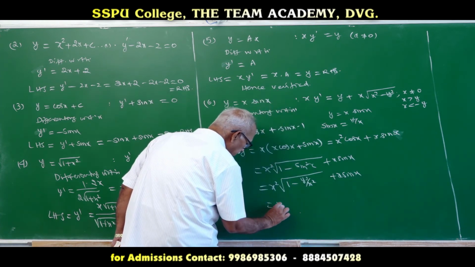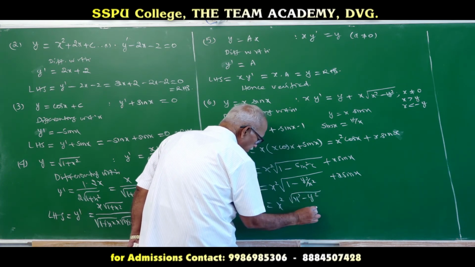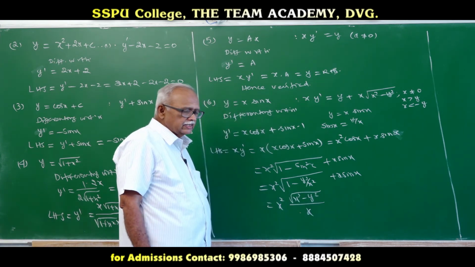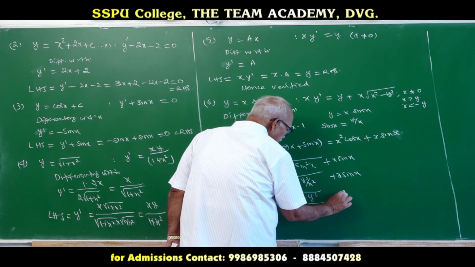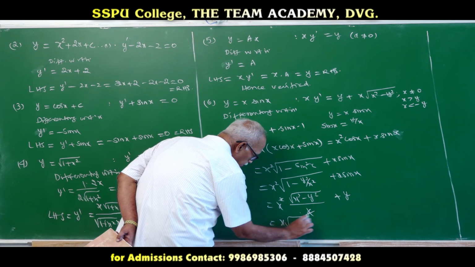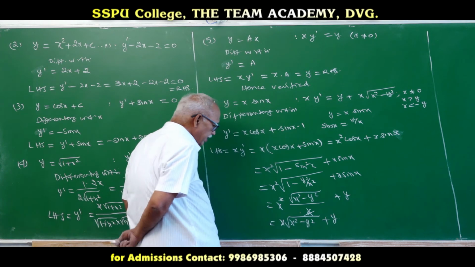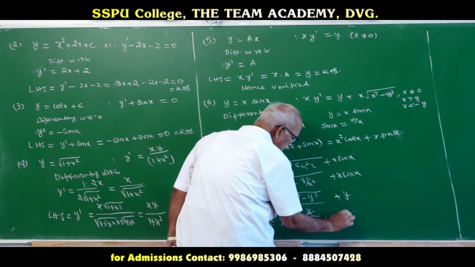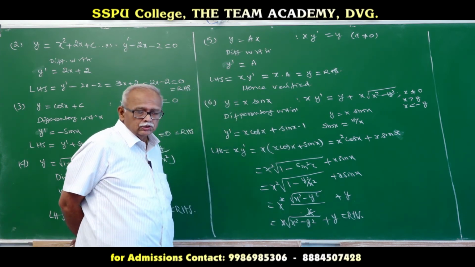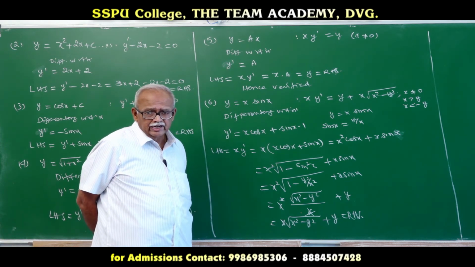plus x sin x. So, x square into square root of x square minus y square divided by square root of x square, in the denominator we can take it as x, and x sin x is y. So, you can cancel this: x into square root of x square minus y square plus y. So, this is the RHS. So, we are proving LHS is equal to RHS by differentiating the given equation and substituting in the LHS, we get the RHS.